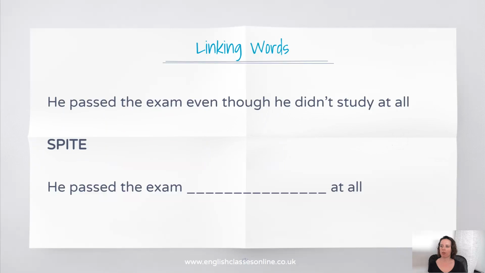Okay, your answer looks like this. He passed the exam in spite of not studying at all. Okay, so you didn't actually have the full linking word. You needed in spite of straight away. And in spite of cannot take the same structure as even though. It only takes a verb and ing. And then you also had to add that negative element from didn't. You needed to add that in there. Okay, so you passed the exam in spite of not studying at all.